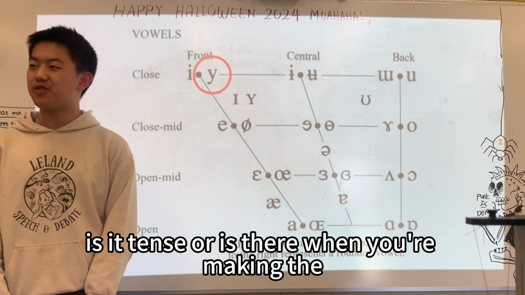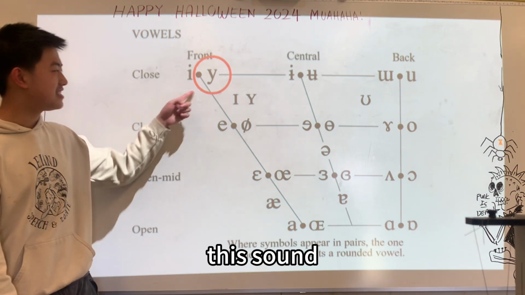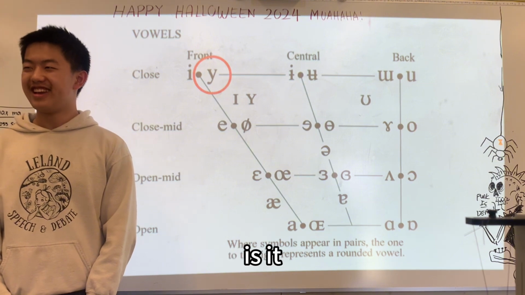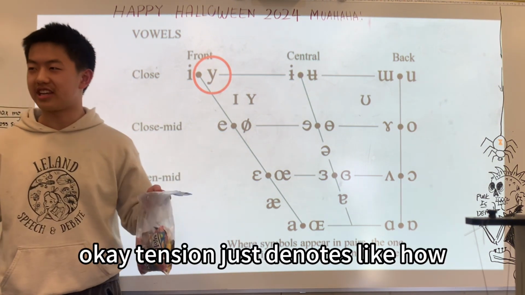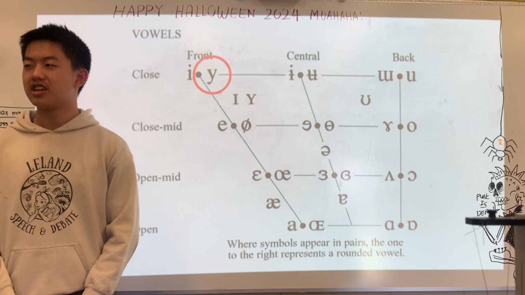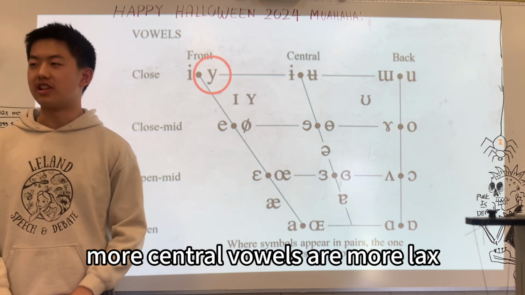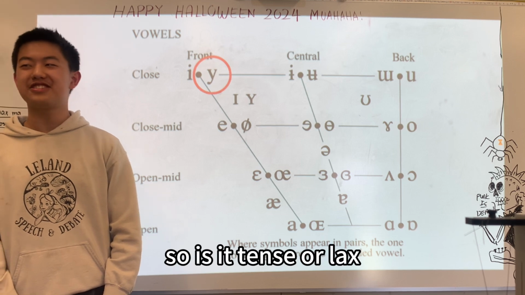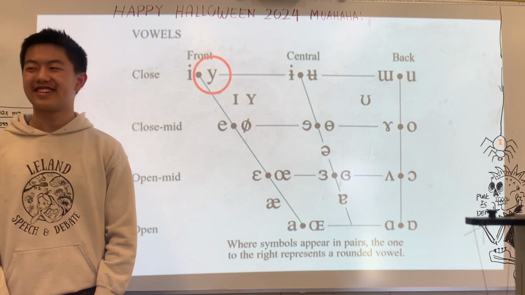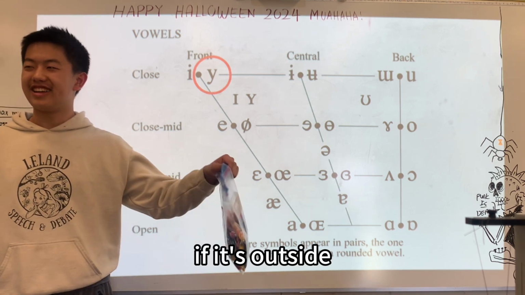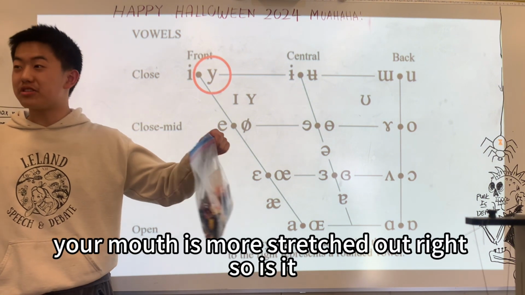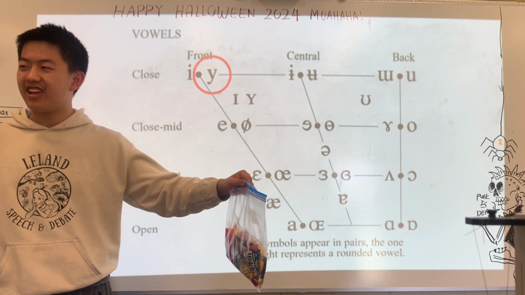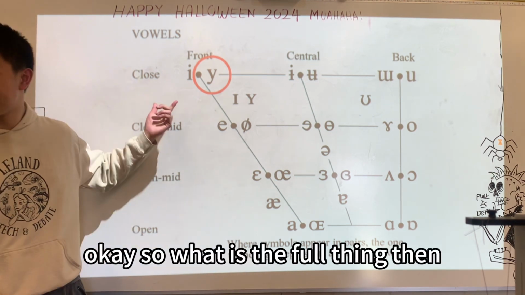Is it tense, or when you're making this sound, is your mouth tense? Tenseness just denotes how centralized the vowel is, usually, because more central vowels are more lax. The schwa sound is very lax. So is it tense or lax? If it's outside, it's tense. With lax, your mouth is more relaxed. Okay, so what is the full thing then?